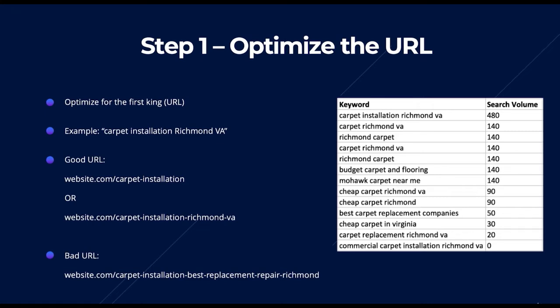A bad example of a URL would be website.com/carpet-installation-best-replacement-repair-richmond. As you can tell, we're trying to stuff as many keywords as we can in the URL, and as a result, it looks very spammy. We want to avoid looking spammy, and ideally, we want to stay with shorter URLs as well.